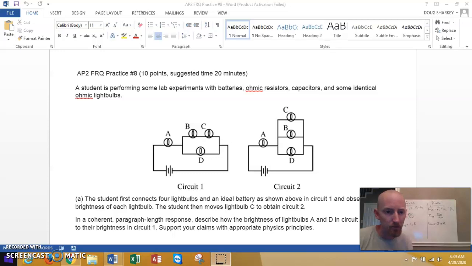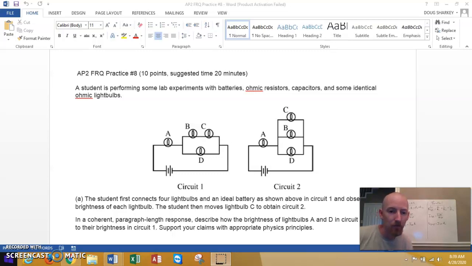Hey guys, we're going to look at practice problem number 8, and this one's good. It starts with a paragraph length response, which is going to be the second problem on your AP test this year. This is a circuit problem, so we're still kind of in that electricity realm.